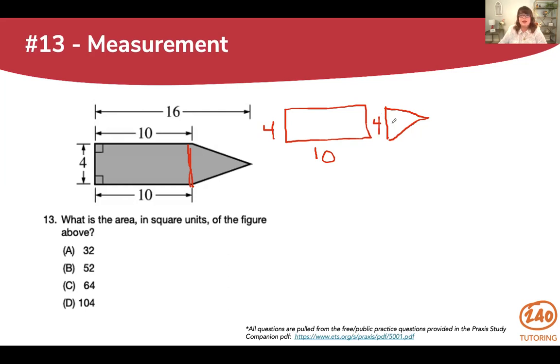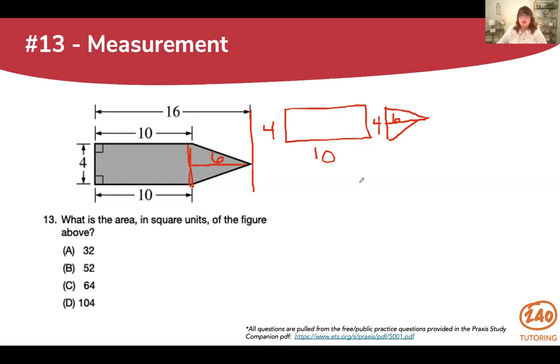The next thing I need to know is its height. All right. So I need to know this measurement right here. So if here to here is 10, but we extend all the way to the end of that triangle is 16. To find this distance right here, we just do 16 minus 10 and we get 6. So the height of that triangle is 6. Now we can do the math to find the area.